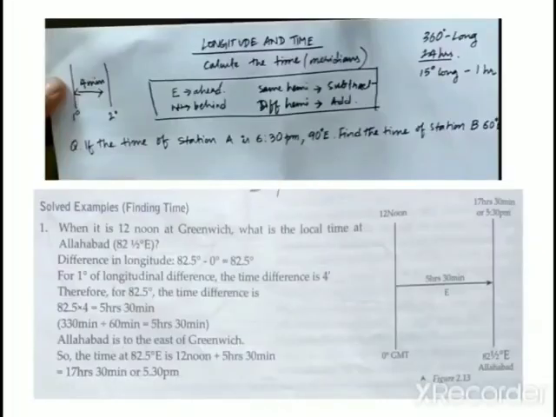So you can see here, when we move towards the east, the timing is ahead. When the place is moving towards the west, the time is behind. So east is going to lose a day, west is going to gain a day.